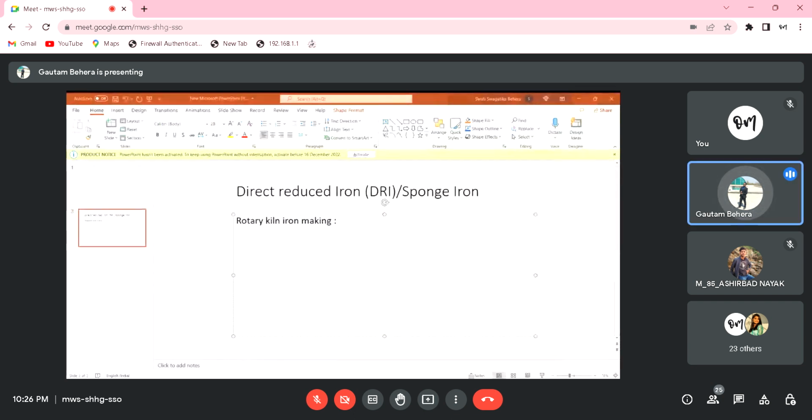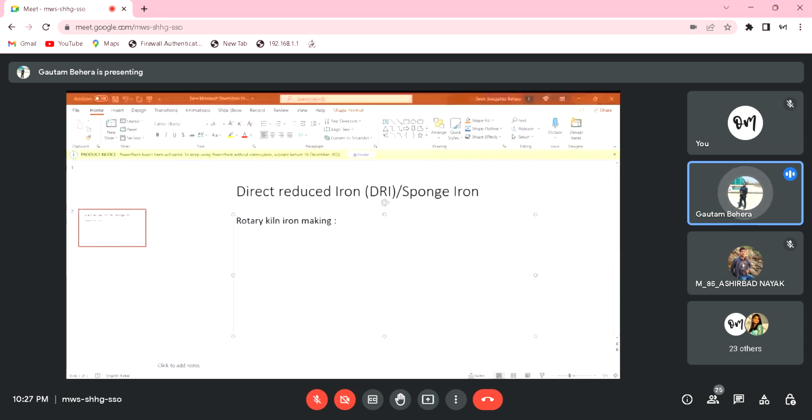Anyways, the part of the kiln which is in the higher position, that is the charging end. The raw material will charge from that end, right? And the portion of the kiln which is in the lower position, that is called the discharging end. So finally, the sponge iron will come out from that end, right?